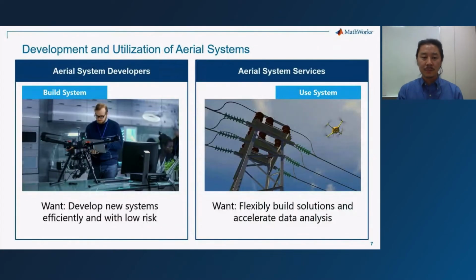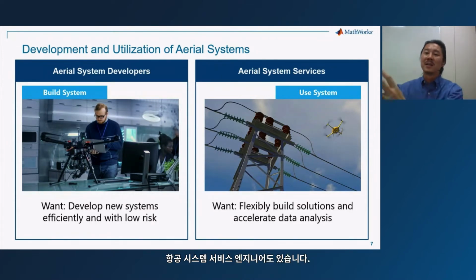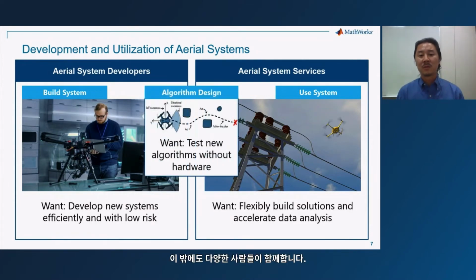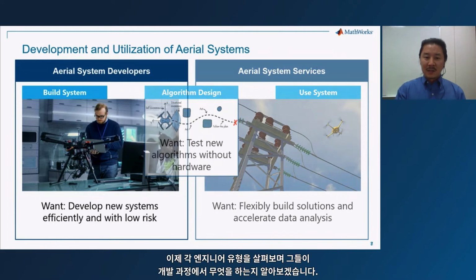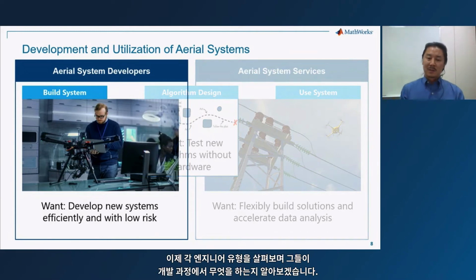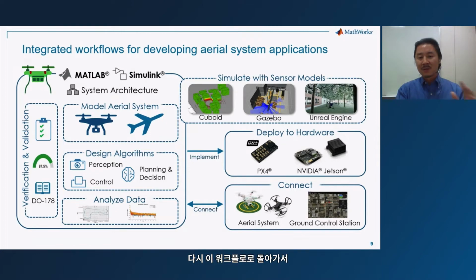Now, there's different types of engineers involved with development of aerial systems. There's the aerial system developers who build new systems to go and fly. And then there's aerial system services who use these aerial systems to gather data and get insight from. But there's also folks in between as well. There's engineers who develop new autonomous technologies to implement onto your aerial systems. Right? Now, I want to step through each of these engineer types to see what they would be doing in their development tasks, starting with those that build aerial systems. So back to this workflow.